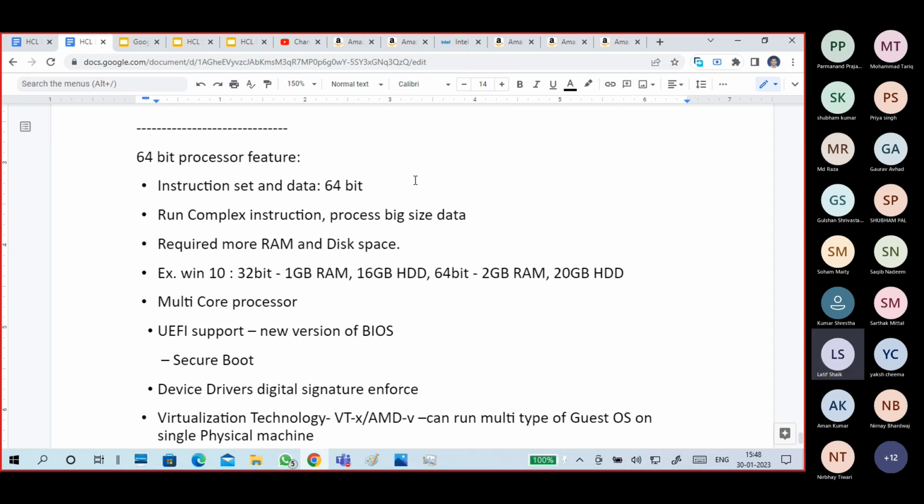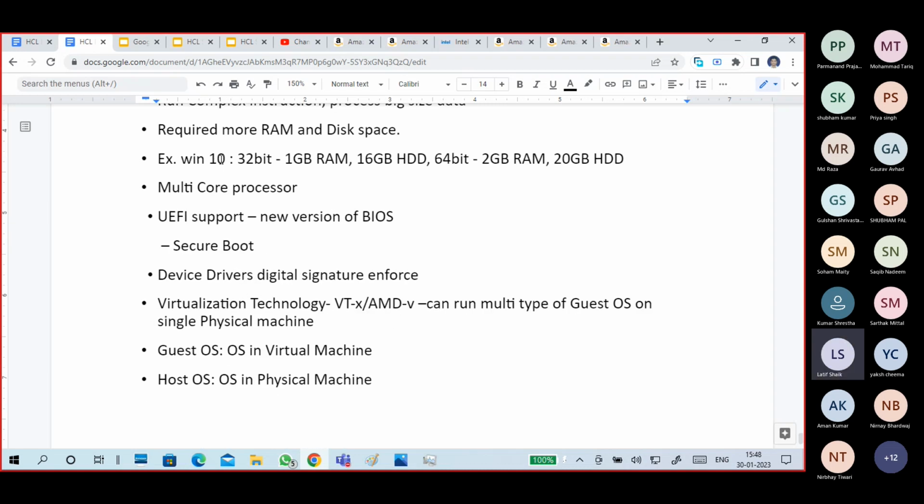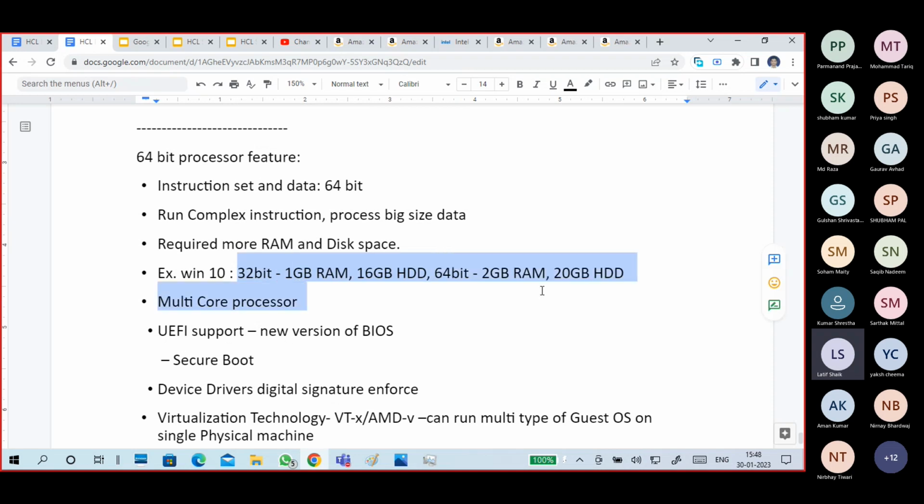But the point is, because instruction size and data size increase, we compulsorily need more RAM capacity, more RAM and disk space. A small point, guys: if you want to install Windows 10 32-bit on a 32-bit processor, the minimum RAM requirement is 1 GB and 16 GB of free disk space. If you have a 64-bit machine and install Windows 10 64-bit, minimum 2 GB RAM and 20 GB free disk space is required.